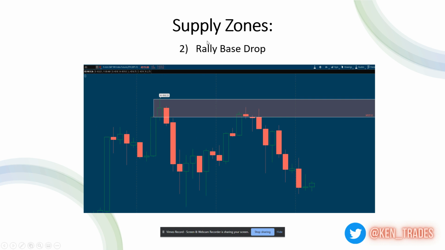Okay, and then the last type of supply zone will be a rally, and then we base out, and then we drop. Okay, and then you can see price came up again, tapped this zone before selling off. So you can see from these wicks, sellers stepped in, pushed price down, pushed all the buyers down, overcoming the buyers before selling off again.